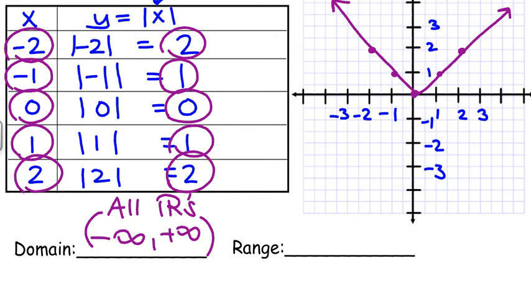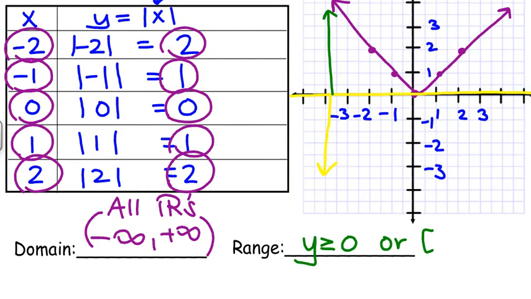Now the range is the same as the last problem. Notice that everything below this line, anything in the negatives doesn't exist. Anything above that line, the graph exists, from 0 to +infinity. So I'm going to write it y is greater than or equal to 0, or in interval notation, from 0 to +infinity for the y's.